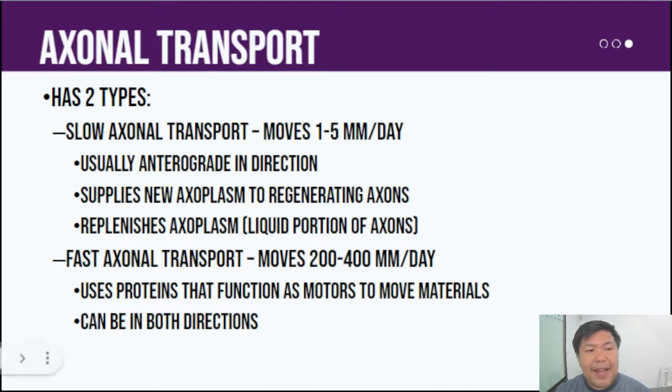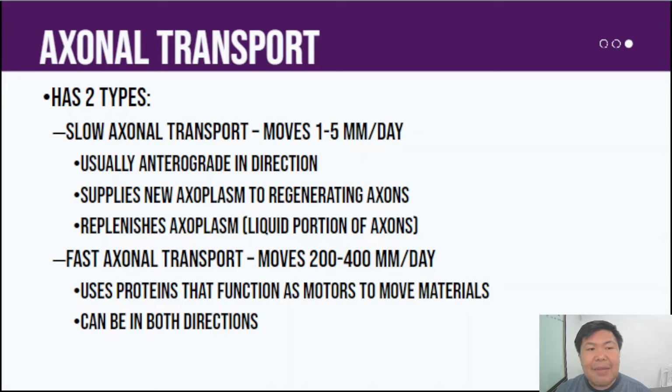So basically, fast axonal transport happens because it uses proteins that function as motors to move materials. So basically, when you say fast axonal transport, para kang nakasakay sa sasakyan. Mas mabilis yung biyahe. And when we say slow axonal transport, para kang naglalakad, no? Maikli yung distance that you are able to cover. Now, other than the speed, another difference is their direction. Slow axonal transport usually happens anterograde, while fast axonal transport can occur in both directions. Okay?